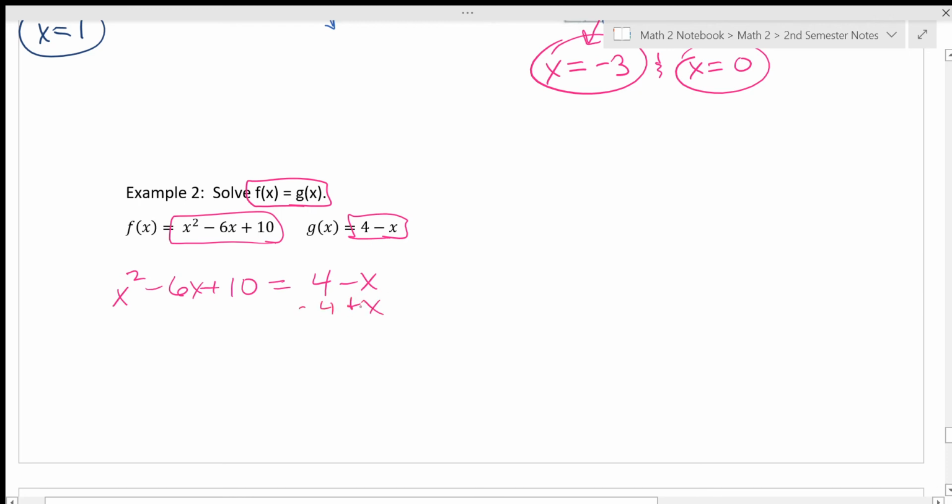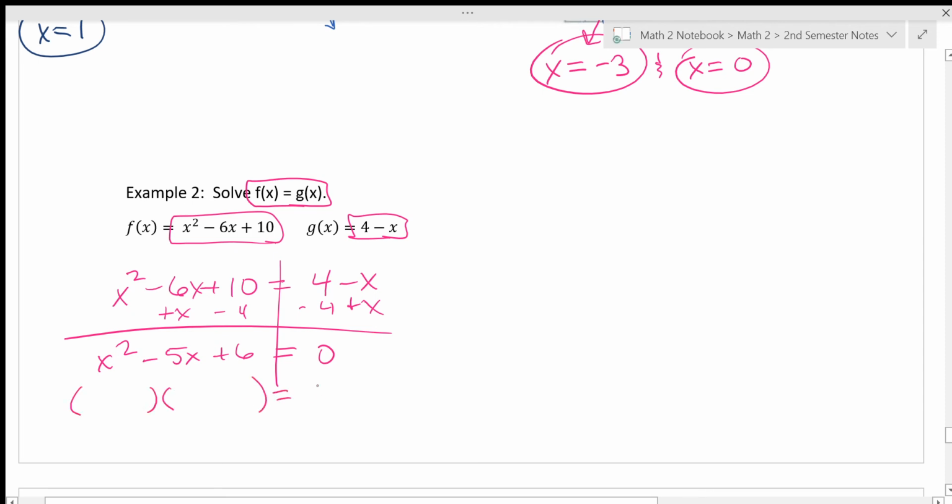So I'm going to subtract 4 and then add x to get all my terms on one side of my equation here. So on the right side of my equation, I'll have 0 equals, and then on the left side, I'm going to have x squared minus 5x plus 6. Okay, now this looks just like what we've been solving, right? We're going to go ahead and factor and then set both factors equal to 0 to figure out what x values would make my equation equal to 0.